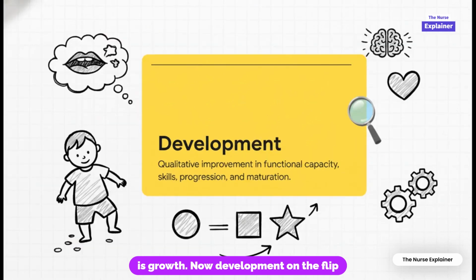Now, development, on the flip side, is a qualitative improvement. You can't just slap a tape measure on it or weight on a scale. Instead, you assess development through functional milestones. It's all about progression and maturation. When a toddler takes their very first unassisted steps, or when a child suddenly has the language skills to tell you a complex story, that's development. It's their motor, cognitive, emotional, and social capacities leveling up.